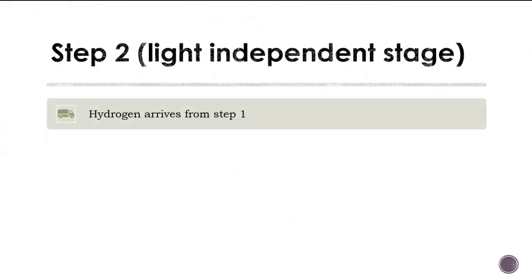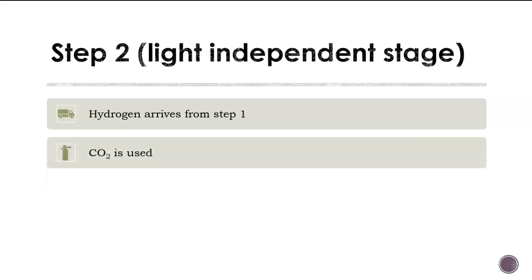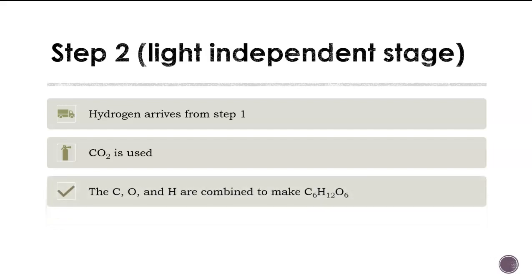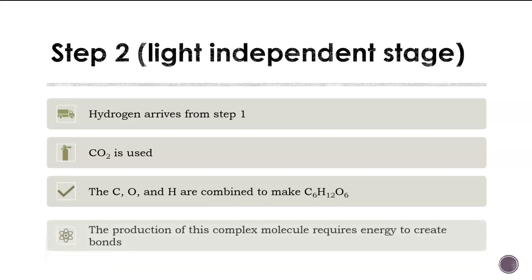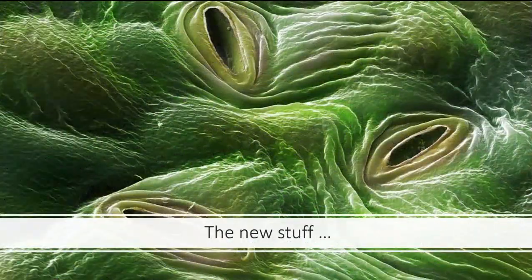So this is our light-independent stage, where the hydrogen ions have arrived from step 1. Carbon dioxide is now used. The carbon, the oxygen, and those hydrogen ions are combined to make our glucose. The production of this complex molecule requires energy to create those bonds. And we're going to look further into that now.